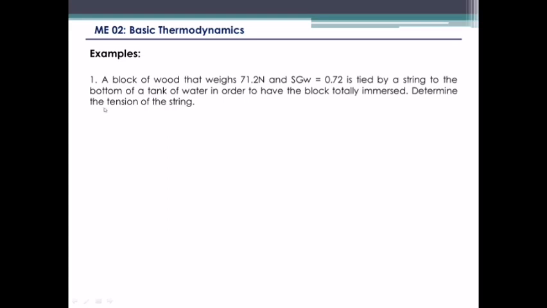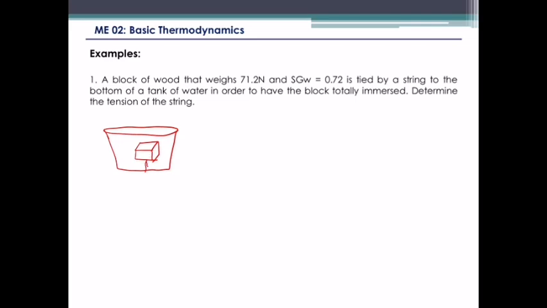Okay, let us answer problem number 1. A block of wood that weighs 71.2 newtons and specific gravity 0.72 is tied by a string to the bottom of a tank of water in order to have the block completely immersed. Determine the tension in the string.